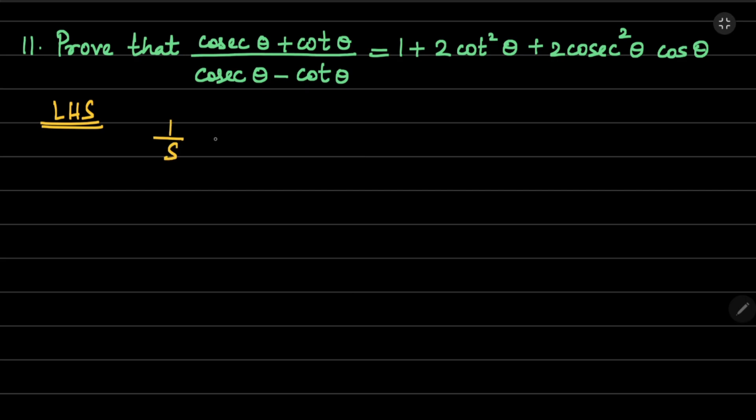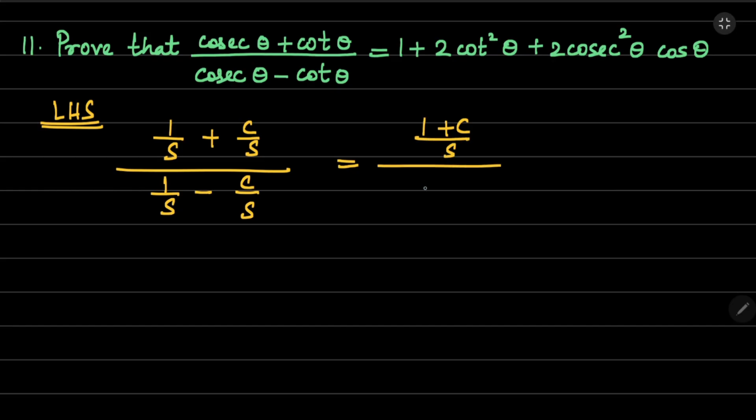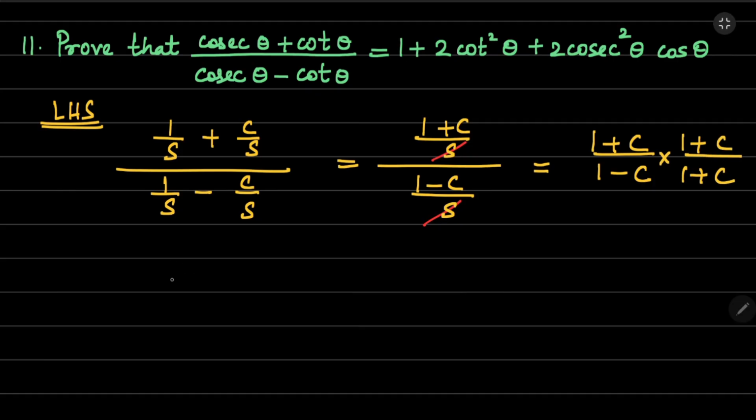Cosecant is 1 by sine plus cos by sine divided by 1 by sine minus cos by sine. Take the LCM. So this will be (1 plus cos) by sine whole divided by (1 minus cos) by sine. This denominator will get cancelled. What will remain is just (1 plus cos) divided by (1 minus cos). Again, rationalize. So you will have to multiply numerator and denominator by 1 plus cos. So this equals (1 plus cos) the whole square divided by 1 minus cos square.